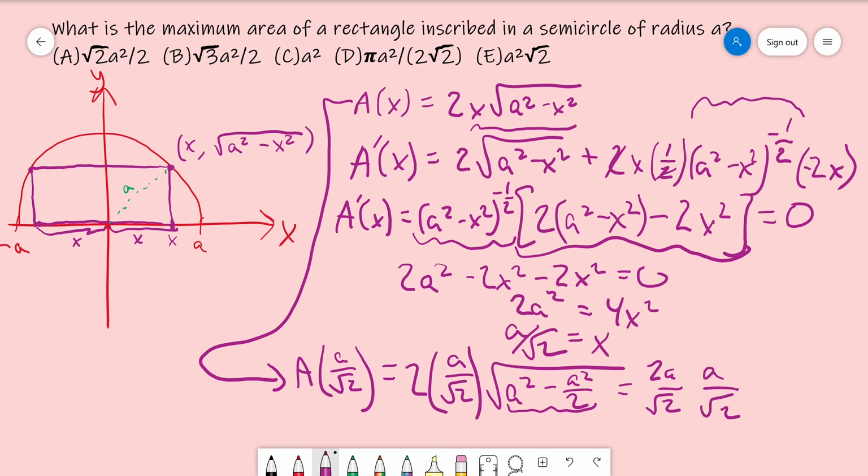So notice that x and y are actually the same. And so this gives us 2a squared over 2. The 2's cancel out, and the answer is a squared, which is C.